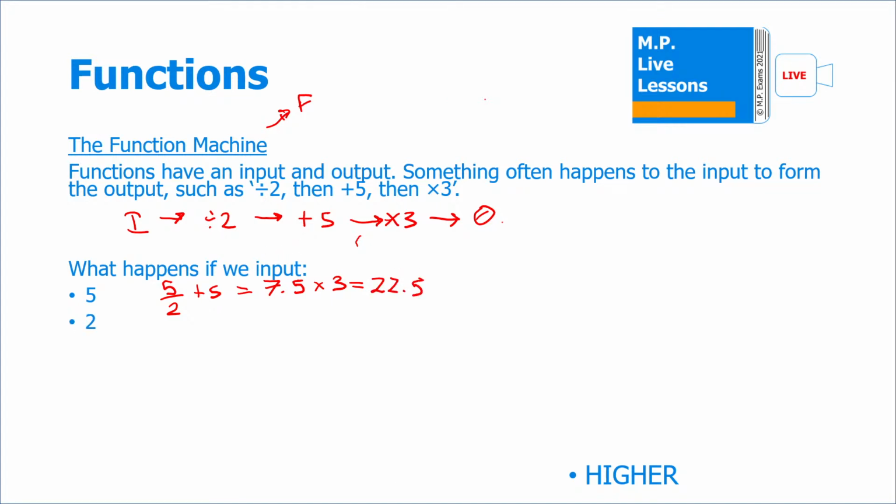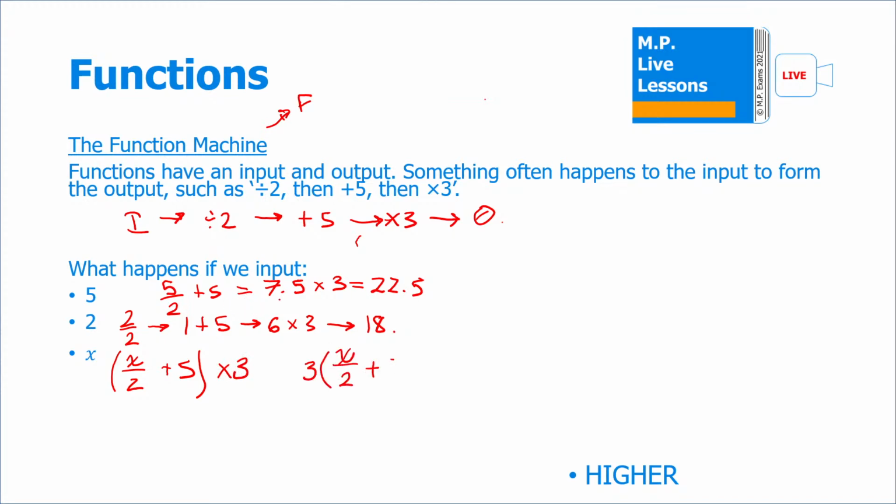What if we input, let's say, 2? So we have 2 divided by 2, that'll be 1. Then we add 5 to this, we get 6. Then we multiply this by 3, in the end we get 18. Now what if we input x? So x gets divided by 2, then we add 5 to it. Everything here gets multiplied by 3. So if we expand this, we get 3x divided by 2 plus 15.